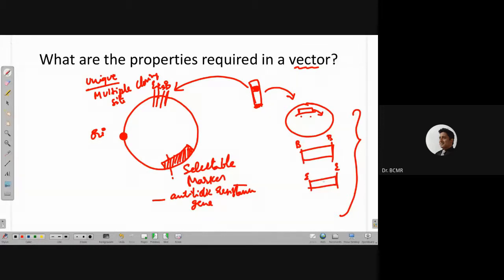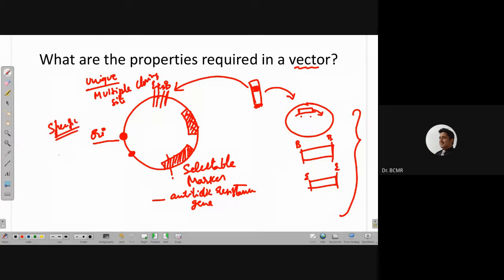So, yes, I hope you understood these. These are the three essential ones. And some of the vectors will have even multiple selectable markers too. They may have more than one. Some of them may have more than one type of origin of replication. What you should remember is the origin of replication is highly specific.